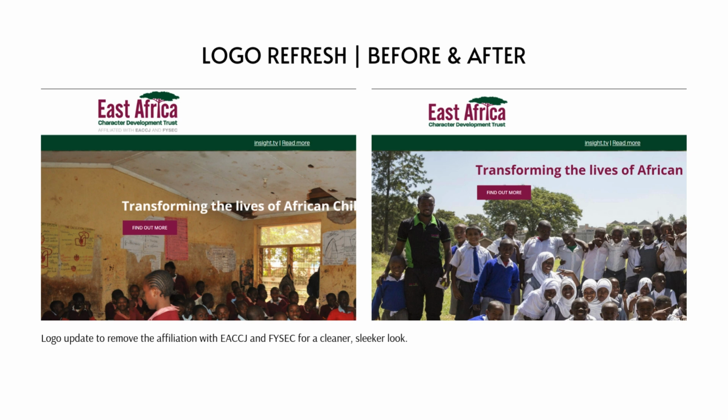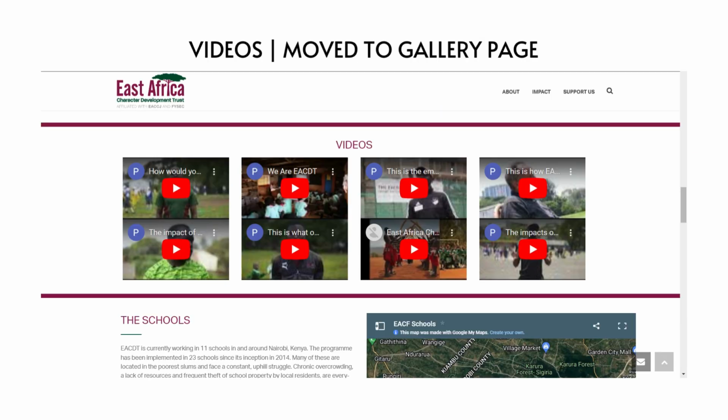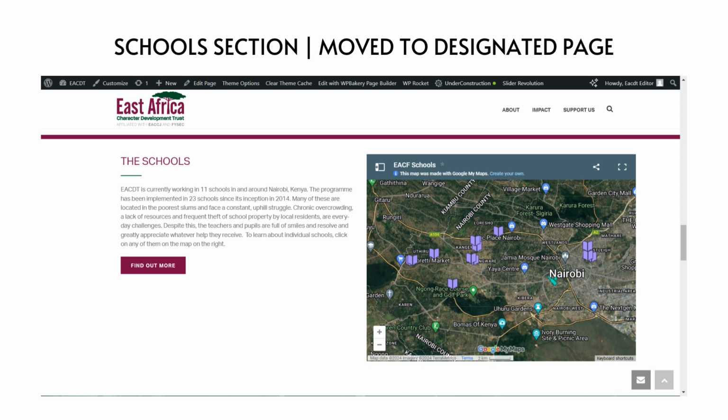However, they did make a request for us to update their logo. Now, the logo on the left had some affiliations, and they requested us to remove the affiliations and update the logo to just be the East Africa Character Development Trust. And as you can see on the right, that was also implemented. We talked about the videos. The videos were moved to the gallery page, and we will see that on one of the following slides.